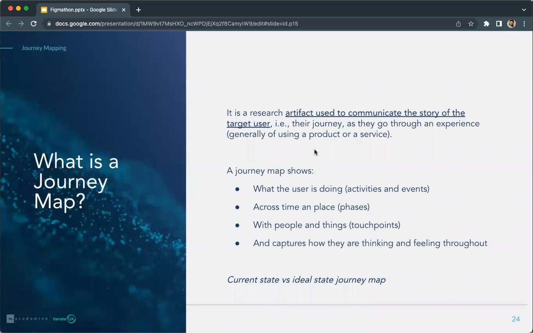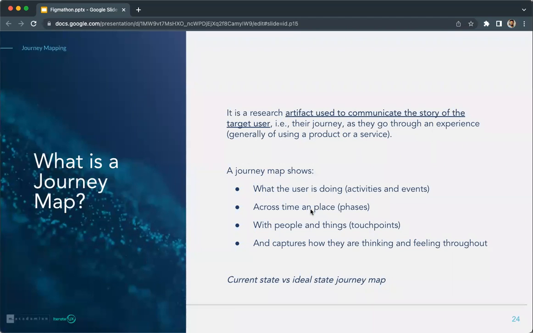I'm the user. I want to achieve this goal. This product or service that is there is going to help me achieve that goal. But what does that experience of achieving that goal look like? That's what a journey map does. So a journey map shows what the users are doing, the different activities that they're performing and different events that are happening across a time and place.